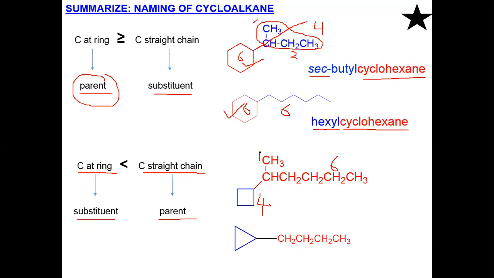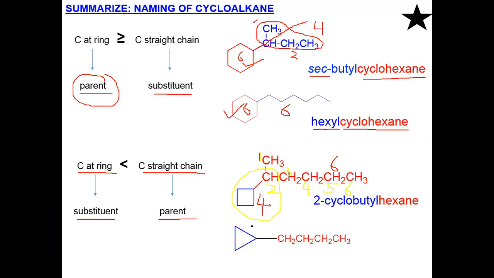1, 2, 3, 4, 5, 6. So your substituent carbon 4 in cyclobutane will be your substituent. So it will be cyclobutyl hexane. Tu cyclobutyl hexane sebab dia attach kepada carbon yang kedua daripada parent chain tadi.